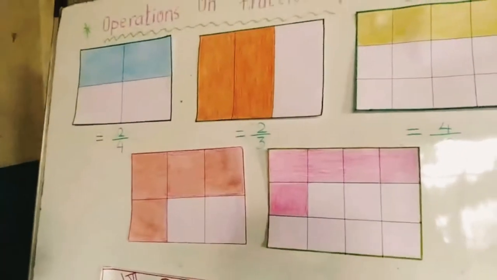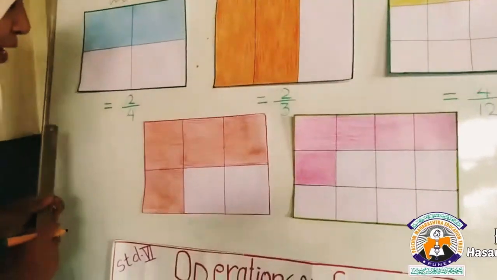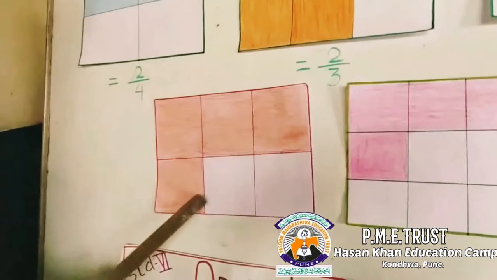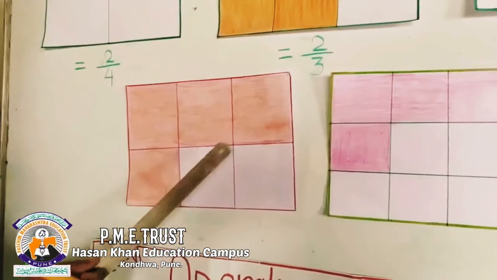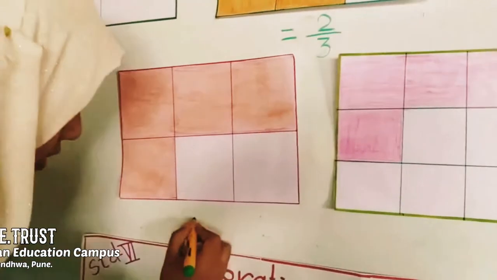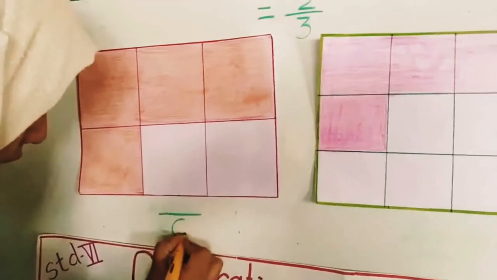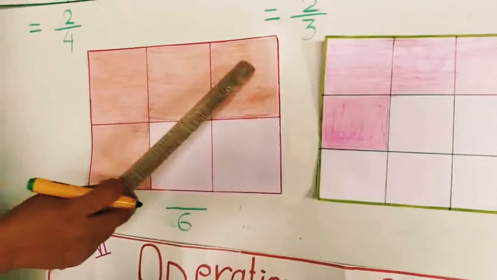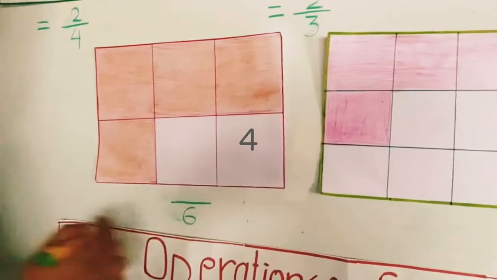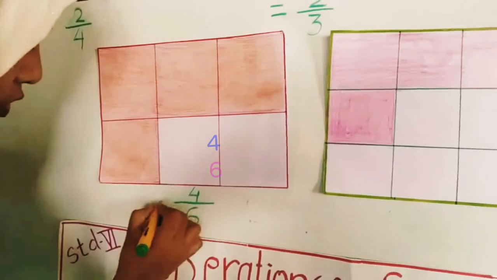In the next picture, how many squares? 1, 2, 3, 4, 5, 6. Here write the denominator 6. Okay. The shaded part is 1, 2, 3 and 4. Write the numerator 4. Okay.